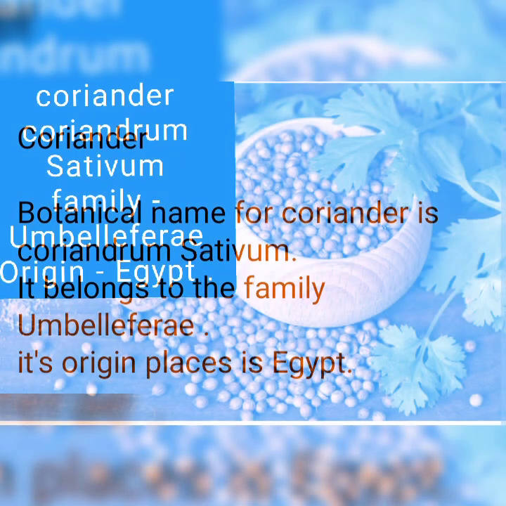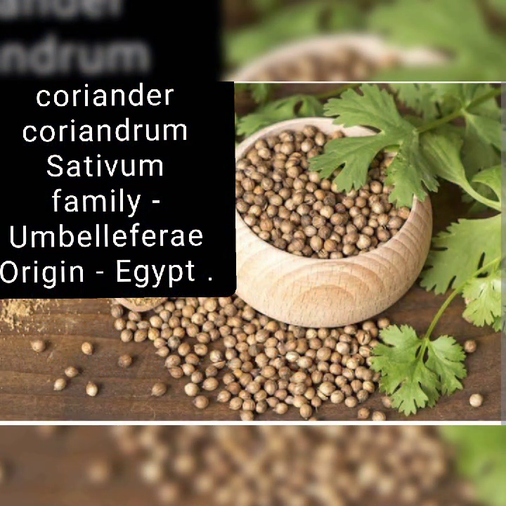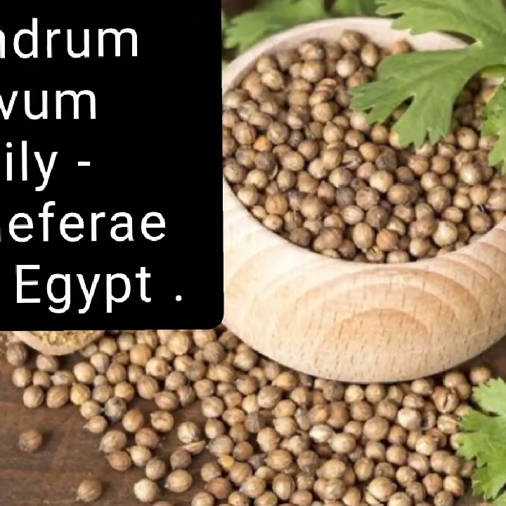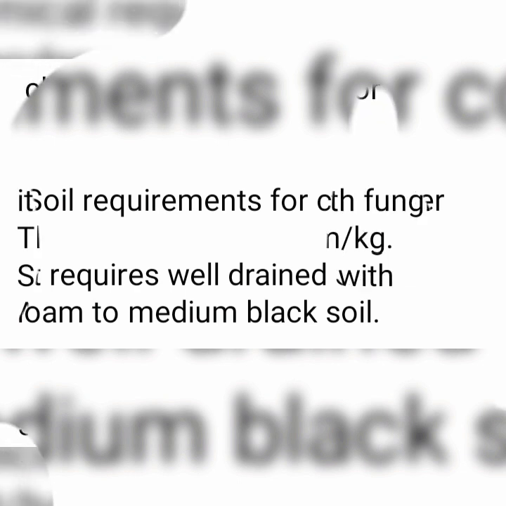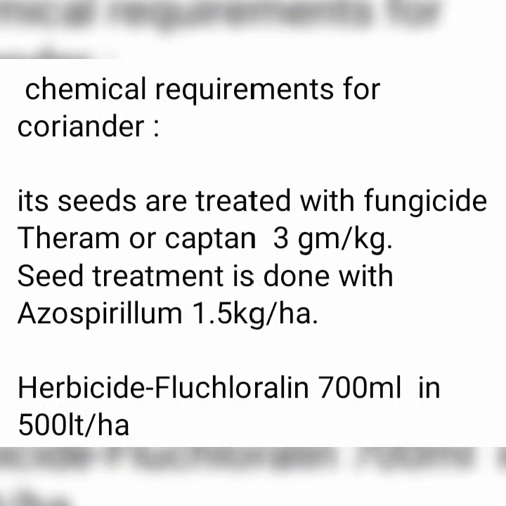Next crop is coriander. Botanical name for coriander is Coriandrum sativum and it belongs to the family Umbelliferae. Its origin place is Egypt, as most of the spices origin place is Egypt. Soil requirements for coriander are, it requires well-drained sandy loam to medium black soil. Chemical requirements for coriander are, its seeds are treated with fungicide thiram or Captan 3 gram per kilogram.